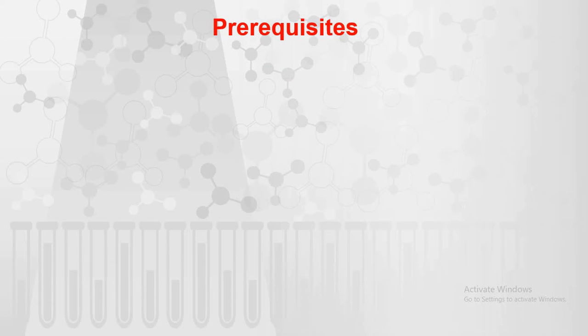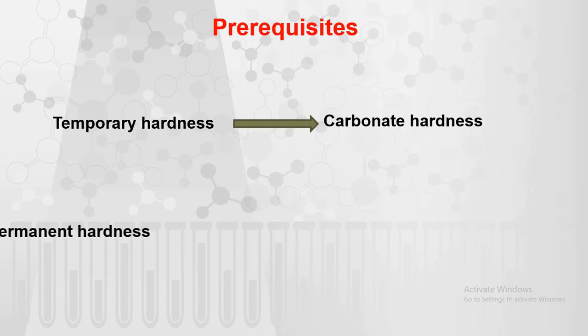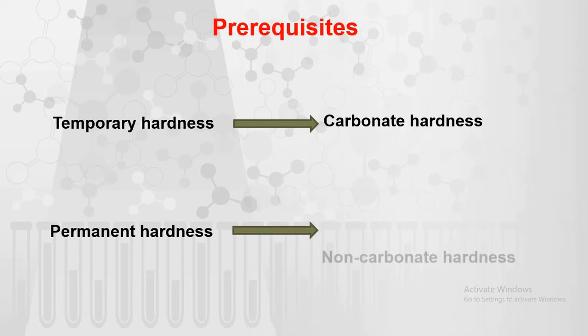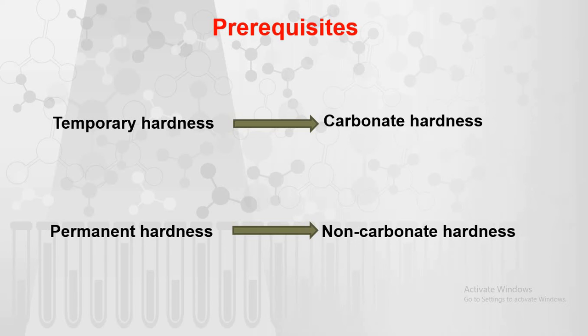The prerequisite you require is the temporary hardness. You must know the temporary hardness and permanent hardness. The temporary hardness is nothing but the hardness which can be removed by the boiling process or by some chemical treatment, and that is also called carbonate hardness. And permanent hardness cannot be removed, and that is also called non-carbonate hardness.